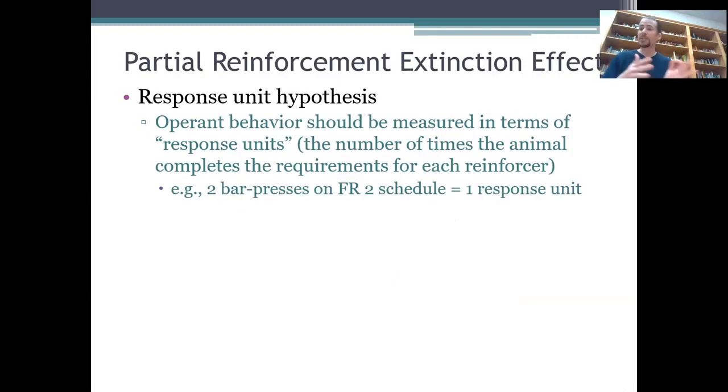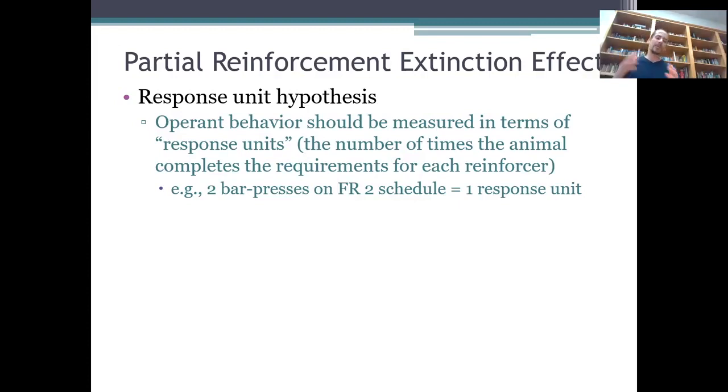And so the response unit hypothesis says we need to redefine that. It says we need to define it in terms of whatever the animal has to do to get each reinforcer, which on a partial reinforcement schedule consists of making more than just one individual response. Okay. So this view says it's not the individual responses we need to look at, it's the response units that we need to look at.